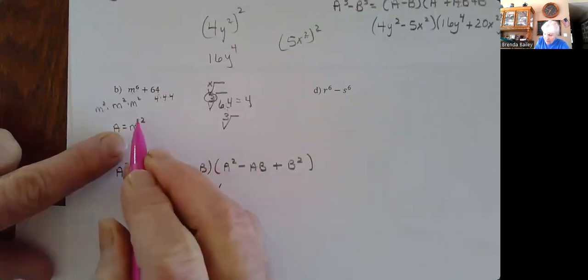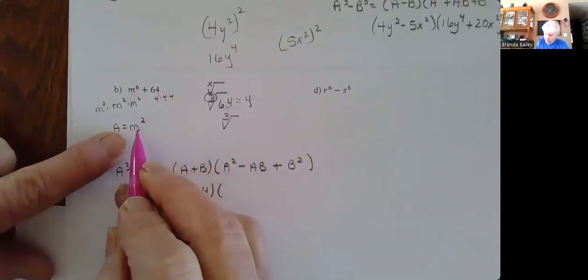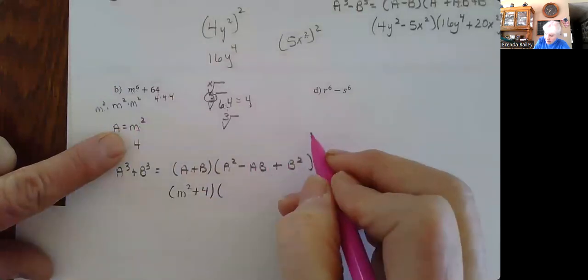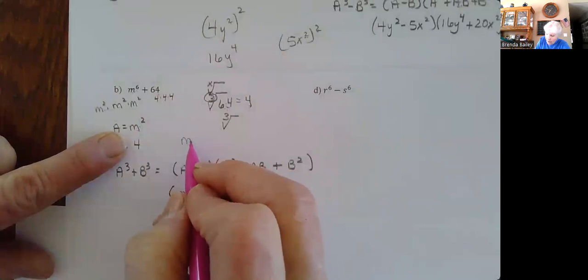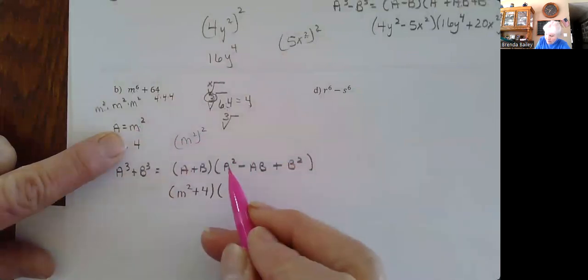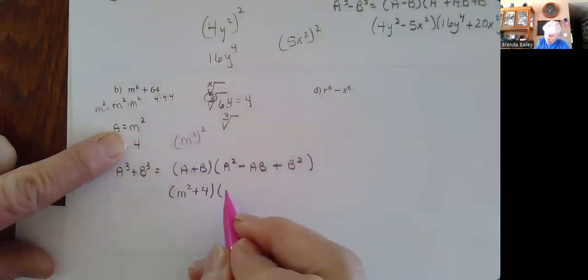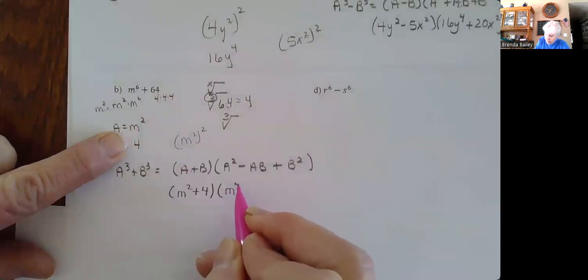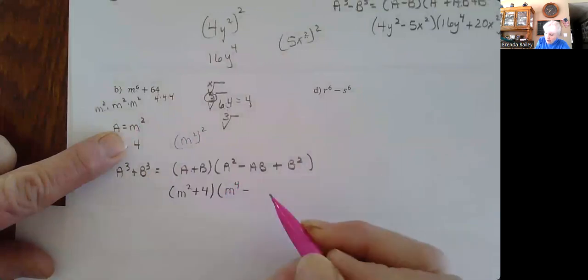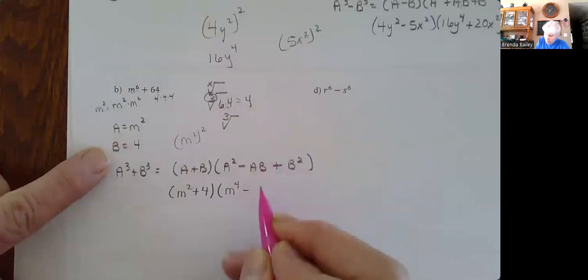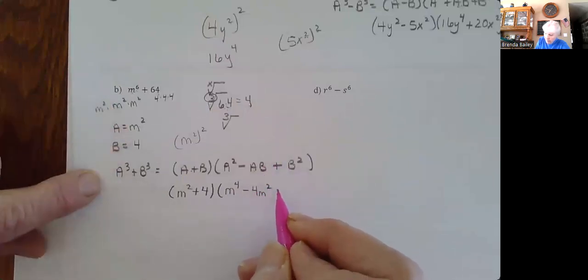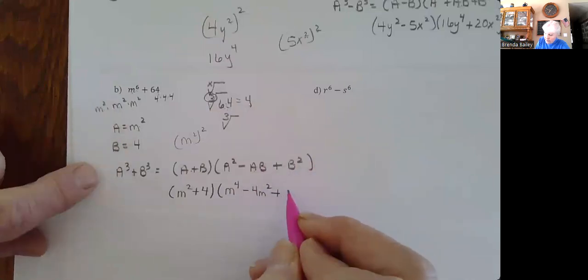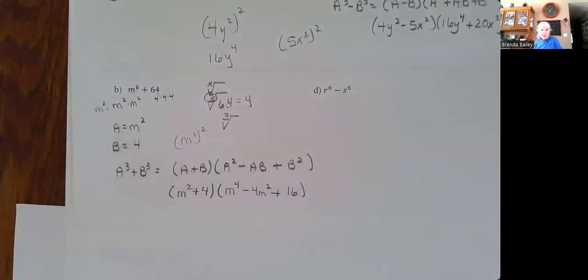We square that. When we square it, m squared squared, you multiply a power to a power, m to the 4th. A times B, 4m squared when you multiply them together. B squared, 4 squared is 16. And you're done factoring. All righty.